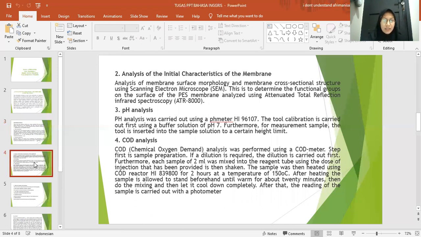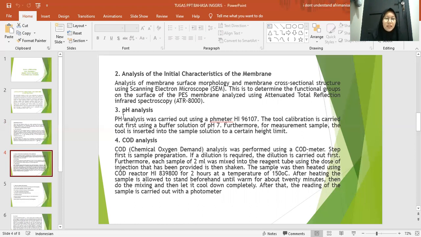Number 2. Analysis of the initial characteristics of the membrane. Analysis of membrane surface morphology and membrane cross-sectional structure using scanning electron microscope. This is to determine the functional groups on the surface of the membrane, analysis using attenuated total reflectance infrared spectroscopy, ATR.